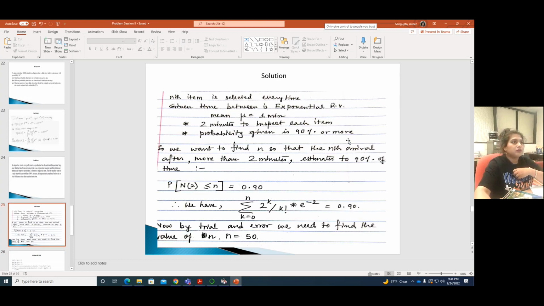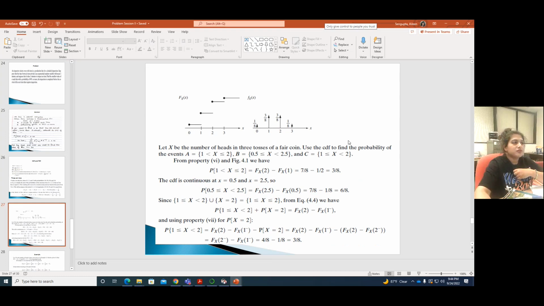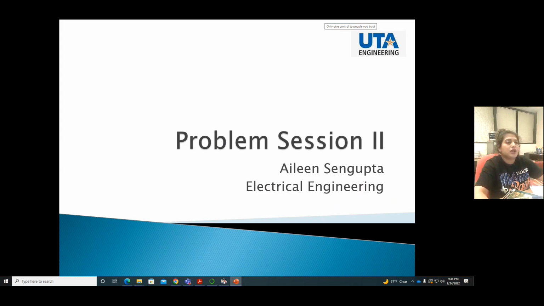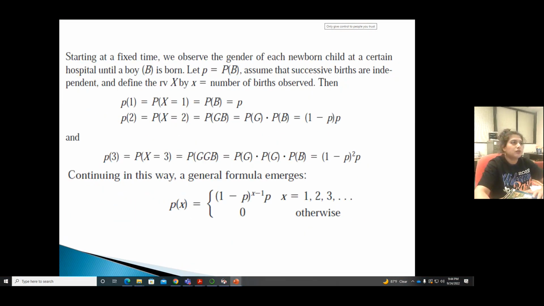Okay, so study the basics of, again, there are a lot of problems on CDF and PDF out here as well. So this is basically from your book. And there's a three coin toss experiment, starting from the three coin toss experiment on how we can build the entire concept of CDF and PDF. You have that. So let's try and do some of it, not all of it.